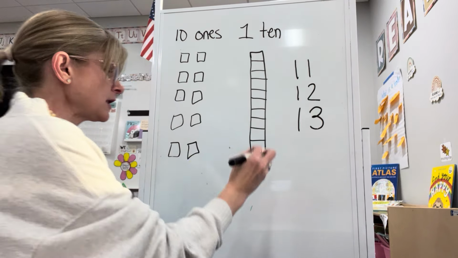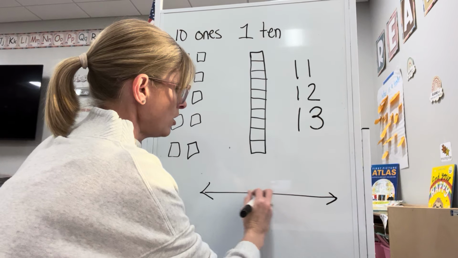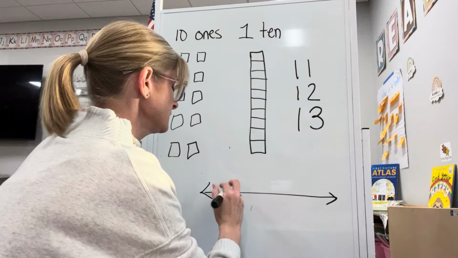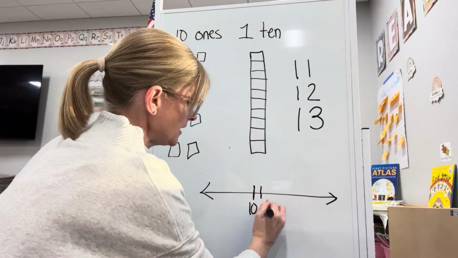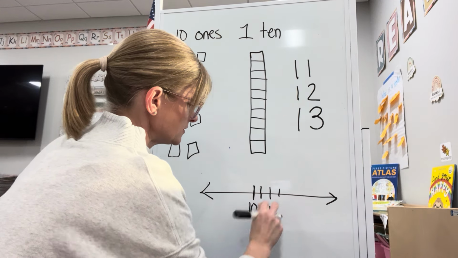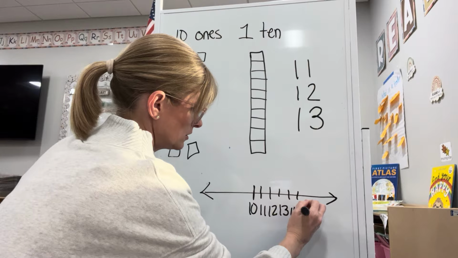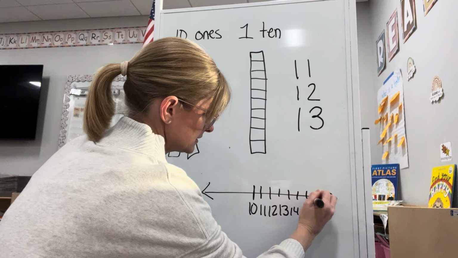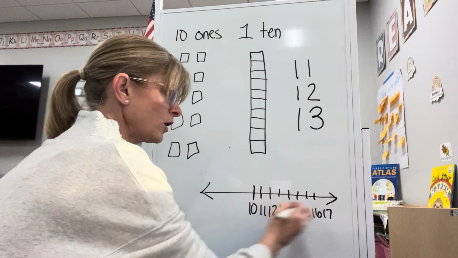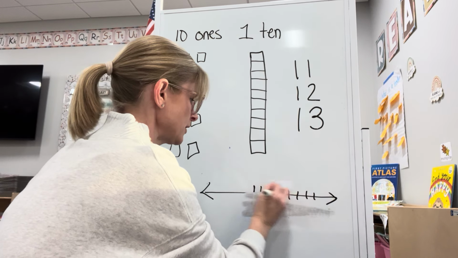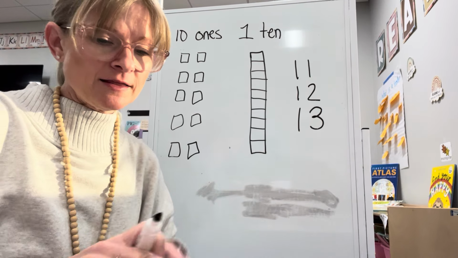So if we had a number line and I had it go all the way up to 20, let's say 10 is right here. Each number that goes up 1 on the number line, that ones place goes up by 1. So see 1, 2, 3, 4, 5, 6, 7, and so on all the way to 20. I ran out of room because I'm rushing through that this morning. We're going to learn all of our teen numbers, but today we're focusing on 11, 12, and 13.